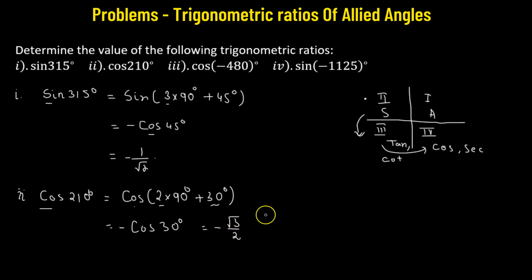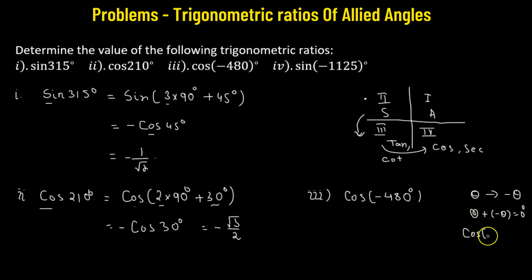Okay, let's move on to the third problem. In our third problem, we have cosine of negative 480 degrees. Now we know that if we start out with theta, then its allied angle is going to be negative theta, such that their sum is 0 degrees. So what is going to be the allied angle? And the reason why we're using an allied angle here is because we know that cosine of negative theta, when expressed in terms of the allied angle theta, is simply cosine theta.